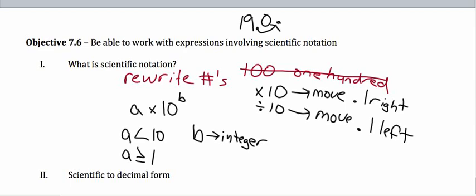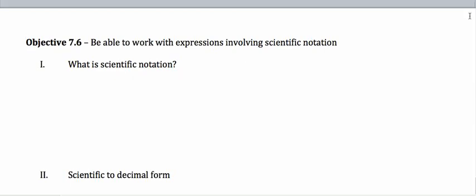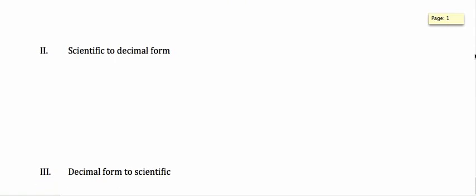Okay, an example would be 3.72 times 10 to the 15th. That would be scientific notation. The first number is between 1 and 10, and the exponent is a whole number. Okay? So what we're going to do is figure out all the different cool stuff we can do with scientific notation. There is some very cool stuff we can do with it. We'll start with the easy stuff first.